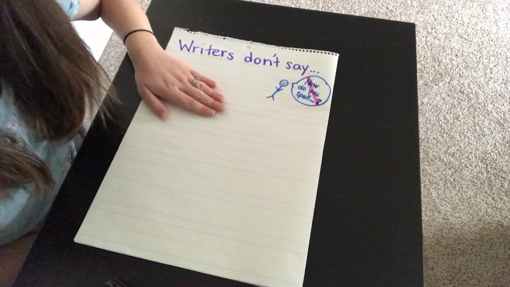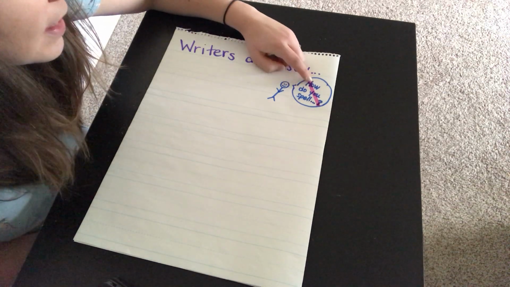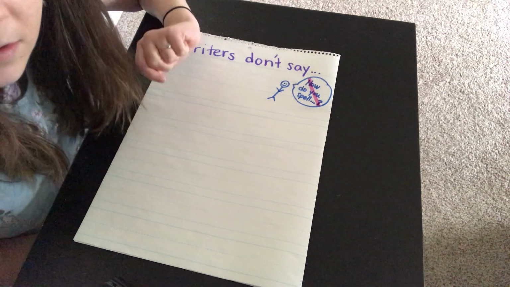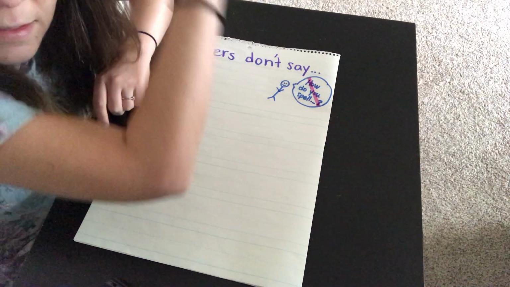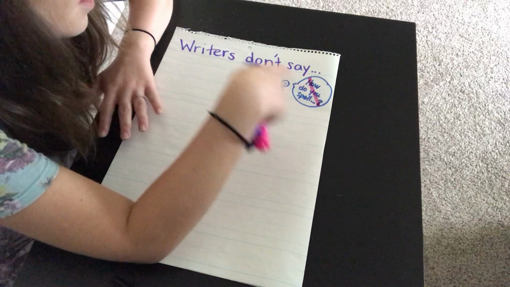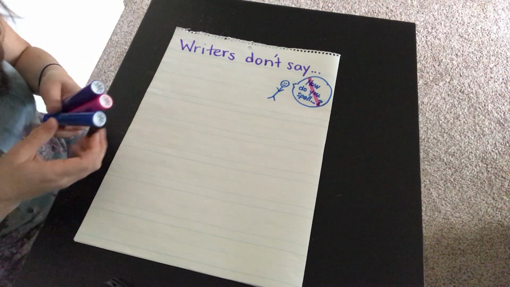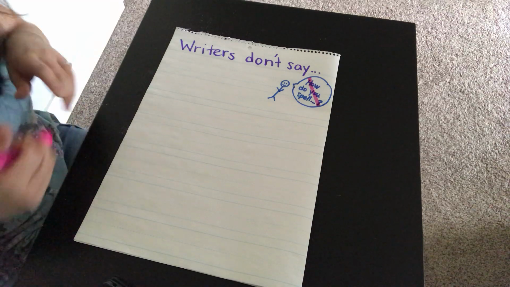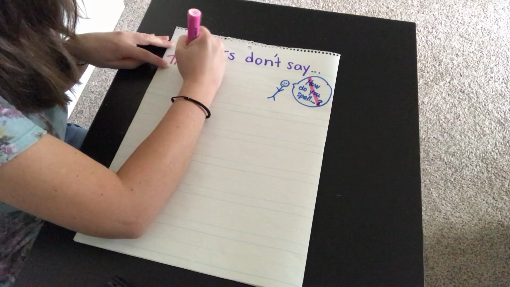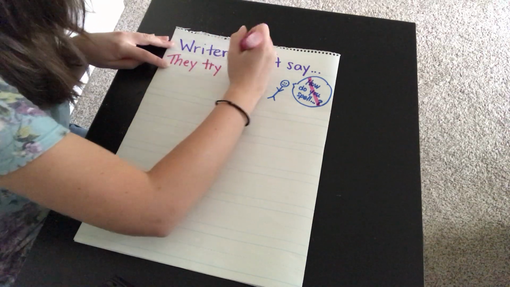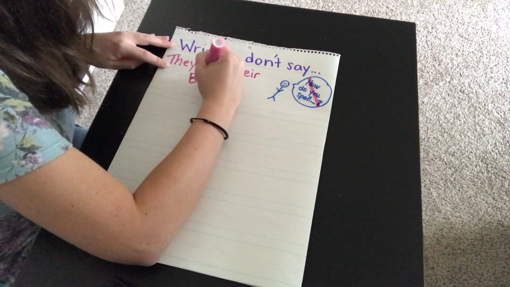So my chart here says, writers don't say, and then I have a little person here that's saying, how do you spell? Okay, and there's a line through it, just like if you've seen one of those signs before that has a line through it, that means no. This is saying no, you don't do that. So writers don't say, how do you spell? I'm going to add to my chart here, they try their best.